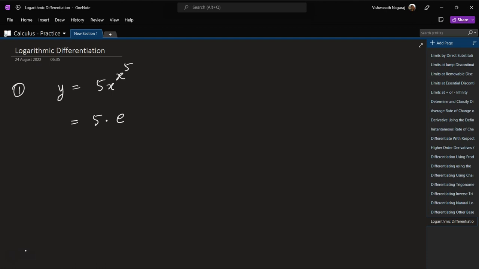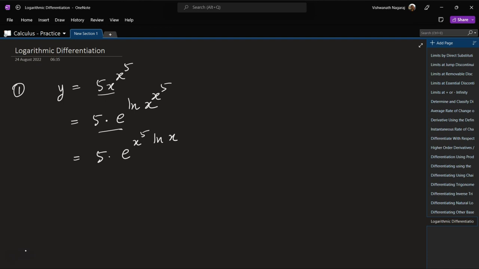So what I'll do is I will have to make sure that it gets cancelled. So I'll put a ln. So e and ln are inverses, so we can cancel it off. Okay, and I'll write it as x to the power of x to the power of 5. So this and this, they both are the same. Okay, now using the rules of logarithm, we can write it as x to the power of 5 ln x.